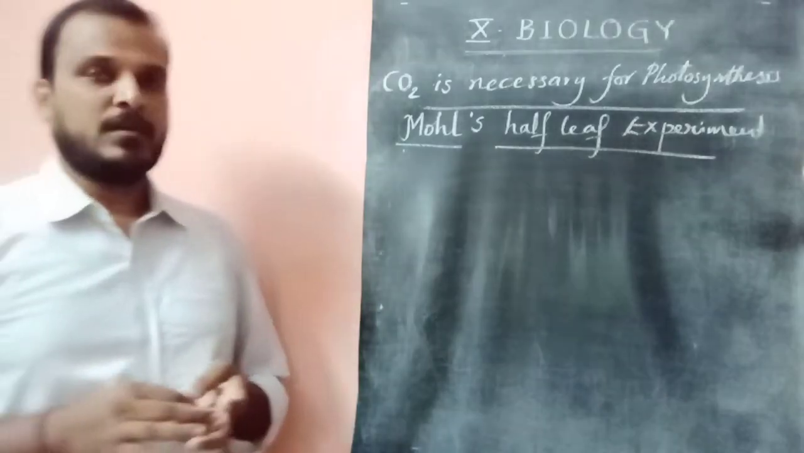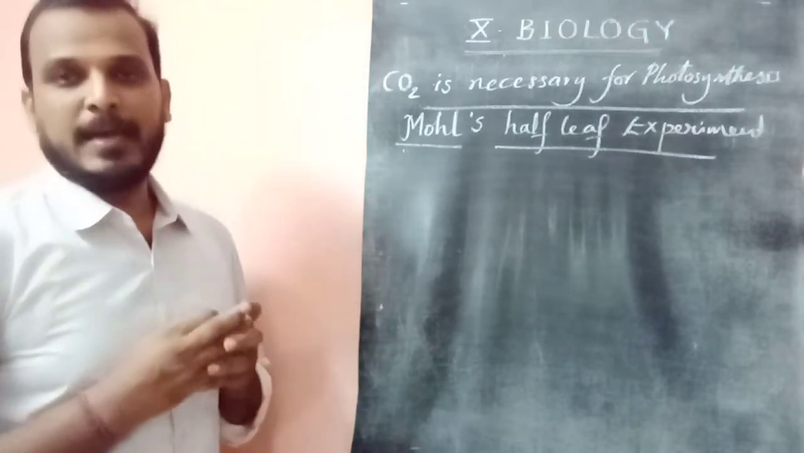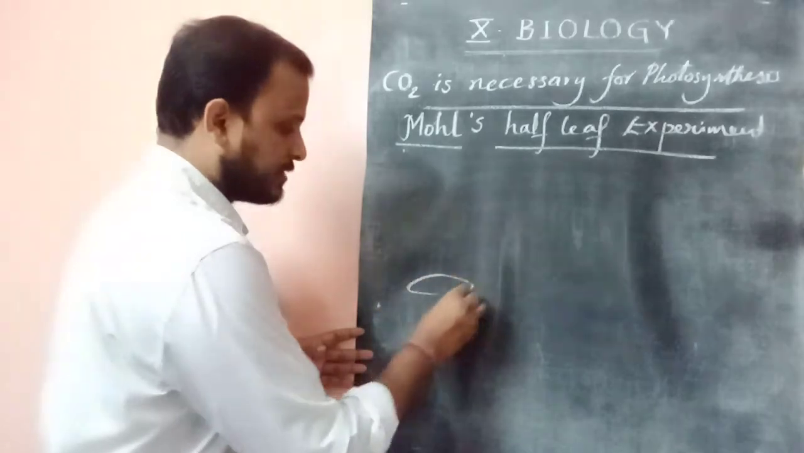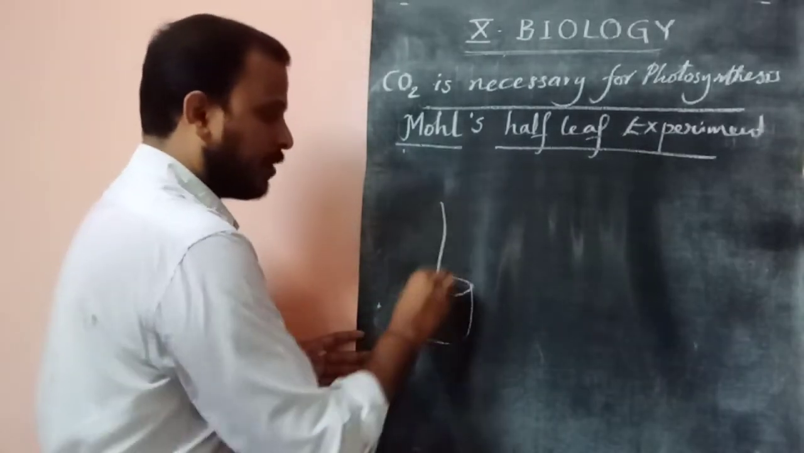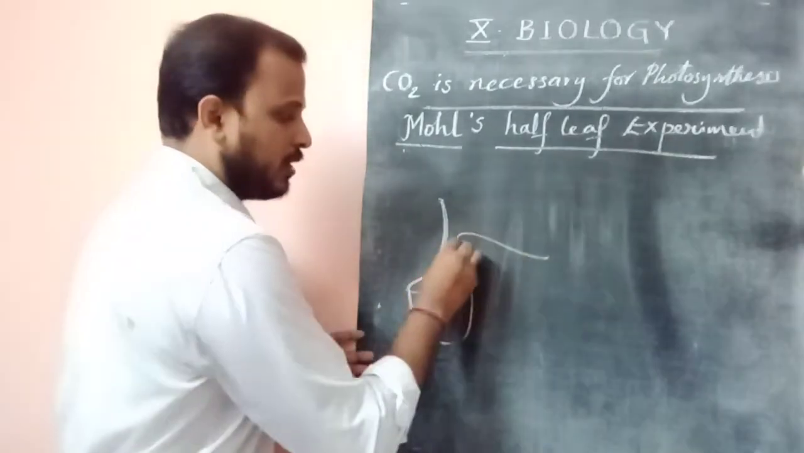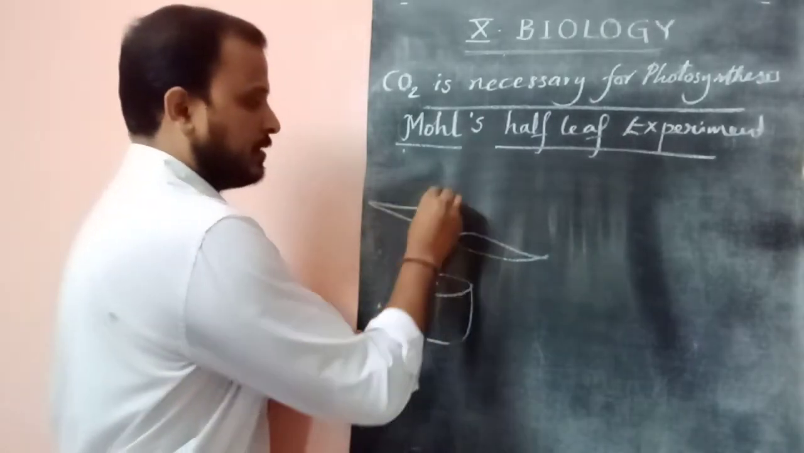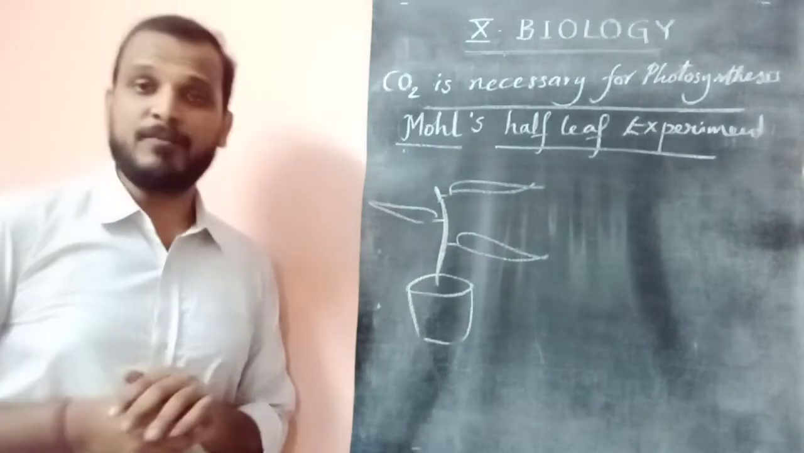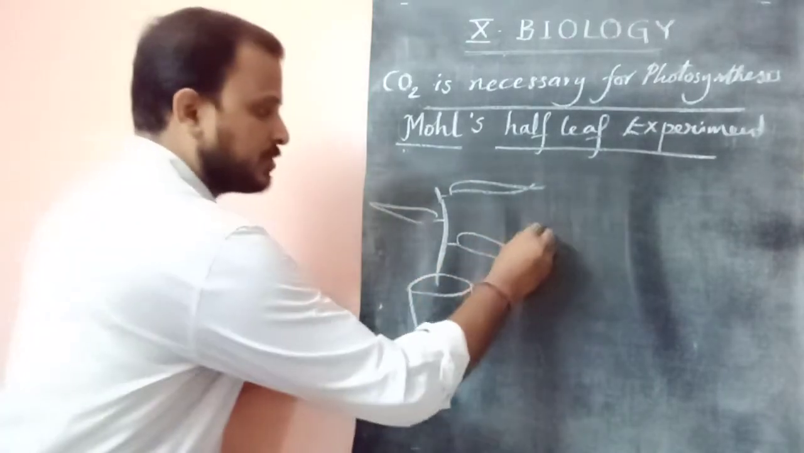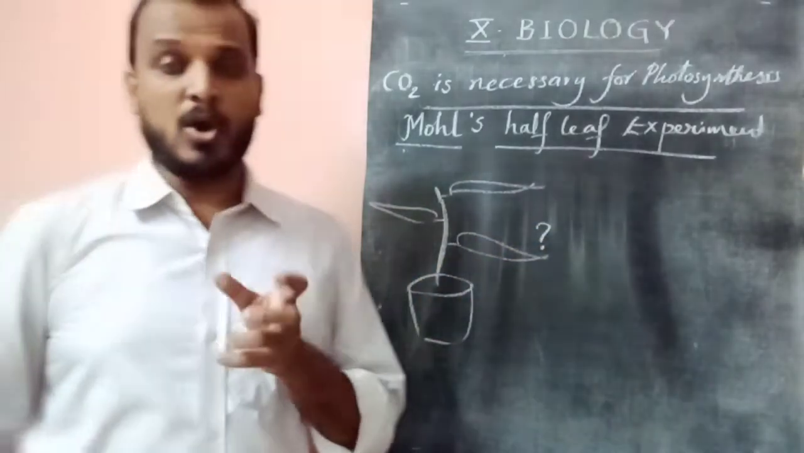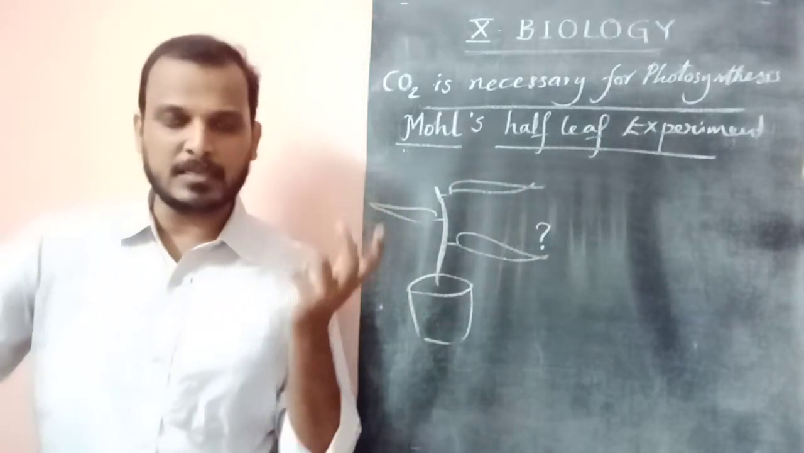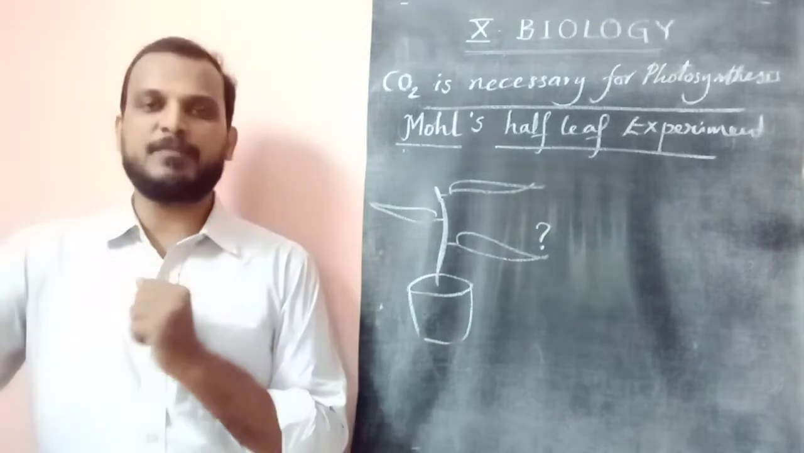Here Mohl had taken a potted plant. Which type of potted plant? A potted plant with long narrow leaves. So it is not a normal plant like others. The plant should have long narrow leaves. Now the question is, why take a plant with long narrow leaves? The answer is that the experiment is a half-leaf experiment.